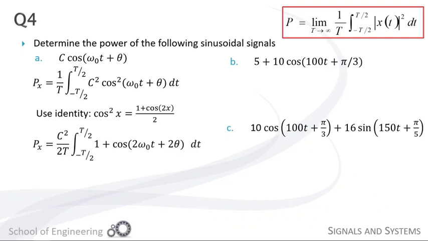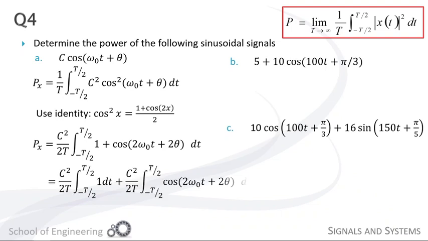So that's what it becomes, 1 plus cos of 2 omega naught t plus 2 theta, which I can then separate out. So I've got an integral of 1 and an integral of cos. Now, when I integrate 1, what am I going to get? T. And when you substitute the limits, I'm going to get T on 2 minus minus T on 2, so I'm just going to get T. And the T will cancel with the other T, leaving c squared.